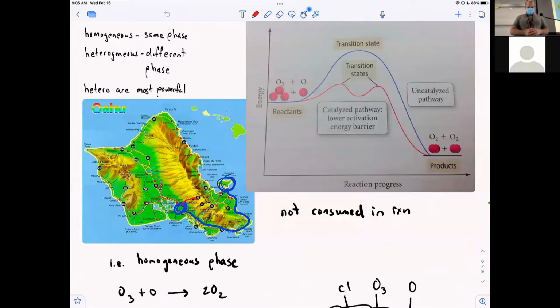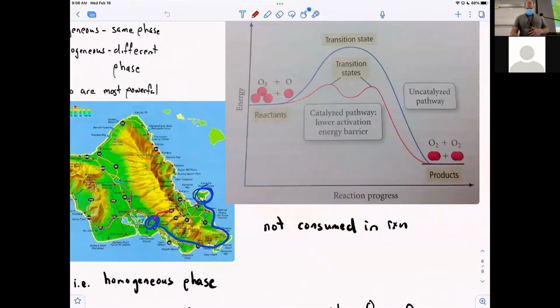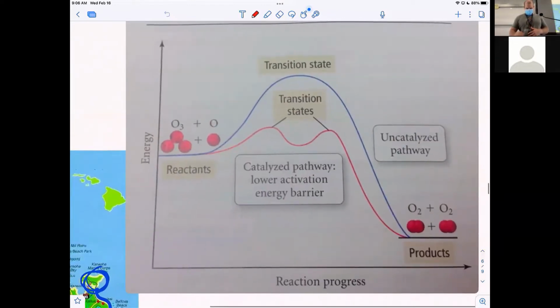What do catalysts do? They provide an alternate pathway. One thing about catalysis is that catalysts are not consumed in a reaction. So if you have a catalyst, the catalyst is not consumed; it sticks around. For instance, if you have this reaction here, ozone plus oxygen radical reacting to form two oxygen molecules.